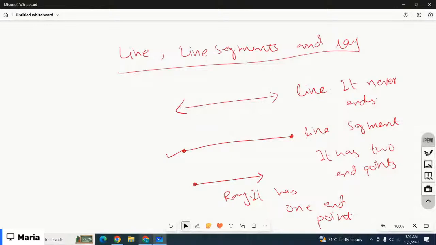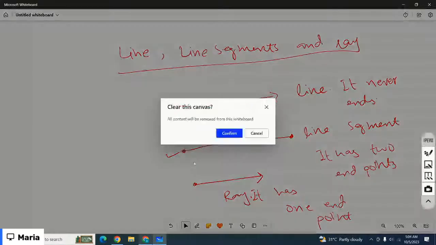Then how do you calculate the length of the line? Let's see how we calculate the length of the line. For example, you are given a line, and you have to calculate the length of the line segment EF. Here is E and here is F.